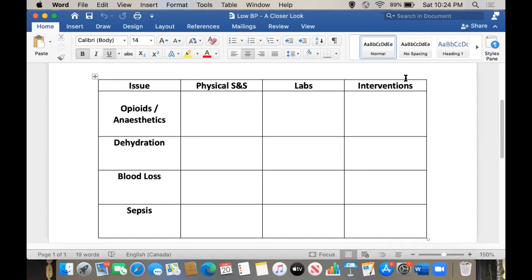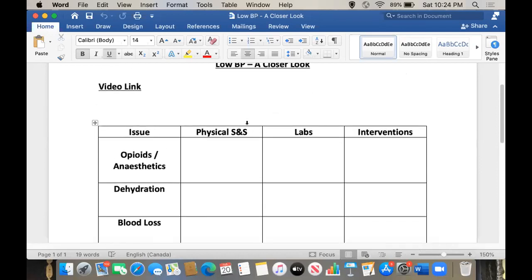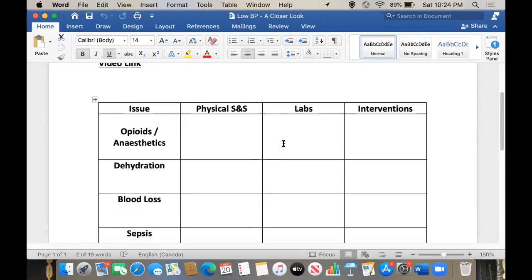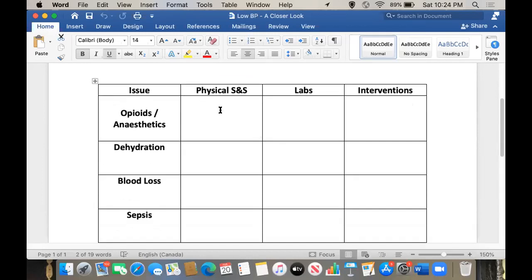So 3 categories here to look at for each underlying issue. We start with physical signs and symptoms because it makes the most sense. That's what you're going to see on the patient when you're in the patient room. So let's start with that. And let's just talk generally first here for a second. Just low BP. What do we generally see as signs and symptoms on the patient?